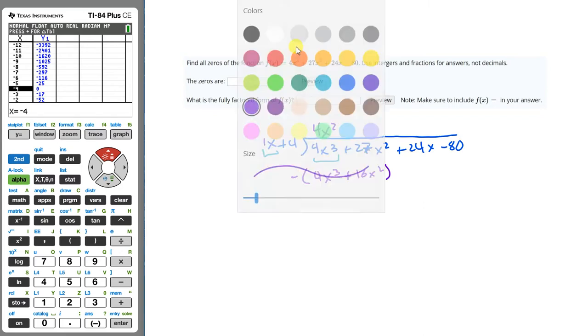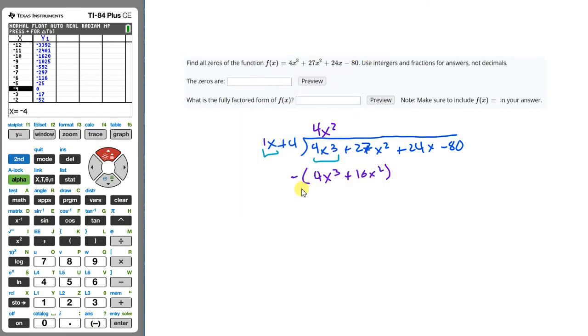And so I'm going to end up with 4x cubed take away 4x cubed, which is gone. 27 of these, take away 16 of them, gives you, I'm sorry, 11 of them. So 27 take away 16 is 11x squared. And then plus 24x minus 80. So now, how do I make a 1x look like an 11x squared?